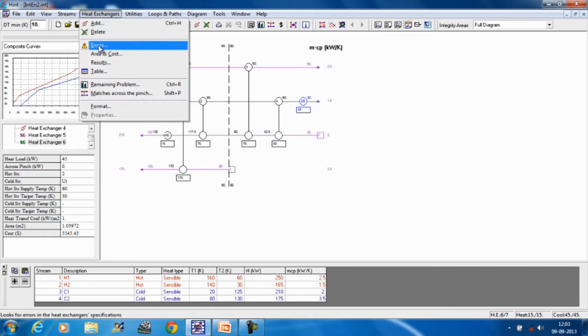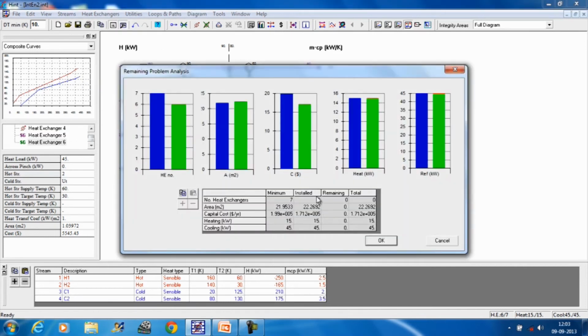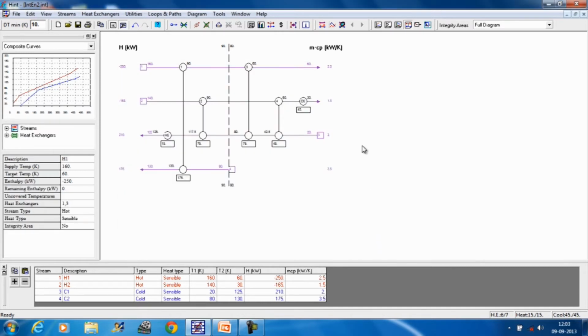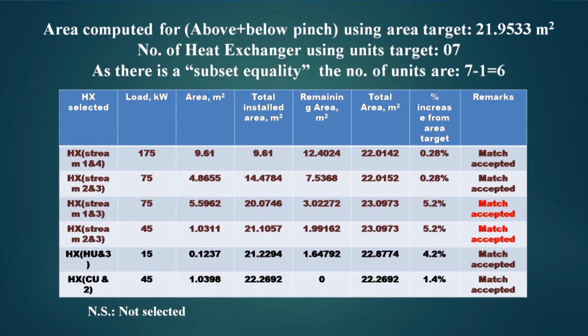Now, we again go to the heat exchanger menu, remaining problem analysis. We see that here we have installed 6 heat exchangers whose combined area is 22.2692, whereas through area target we get 21.9533, and the total area after the design is about 22.2692, which is quite close to the area given by the area target. So, this design can be accepted. Now, let us see the analysis part of it.